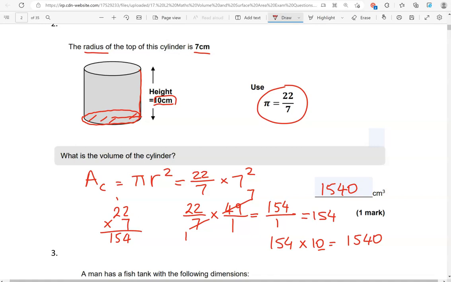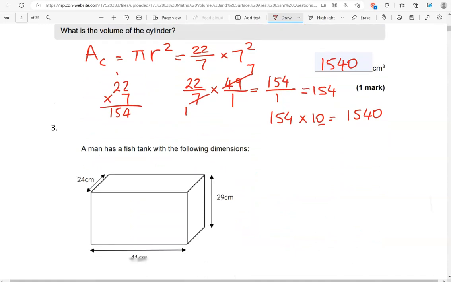I just recognized that 49 is a multiple of 7 and they were opposite each other like that, so I could simplify them. I could have done the same with 22 and 1 if they were in the times tables of a particular number, but that wasn't the case.